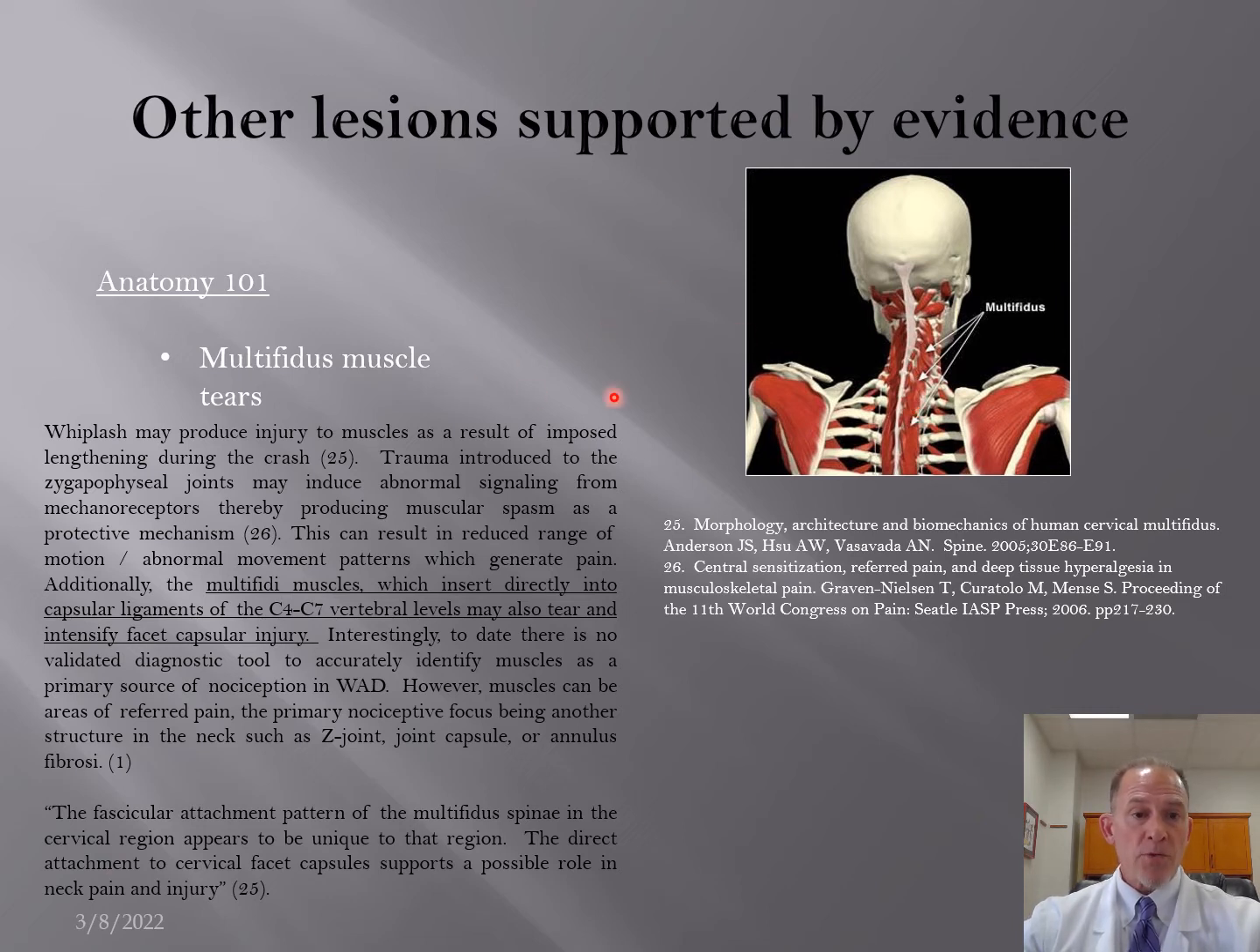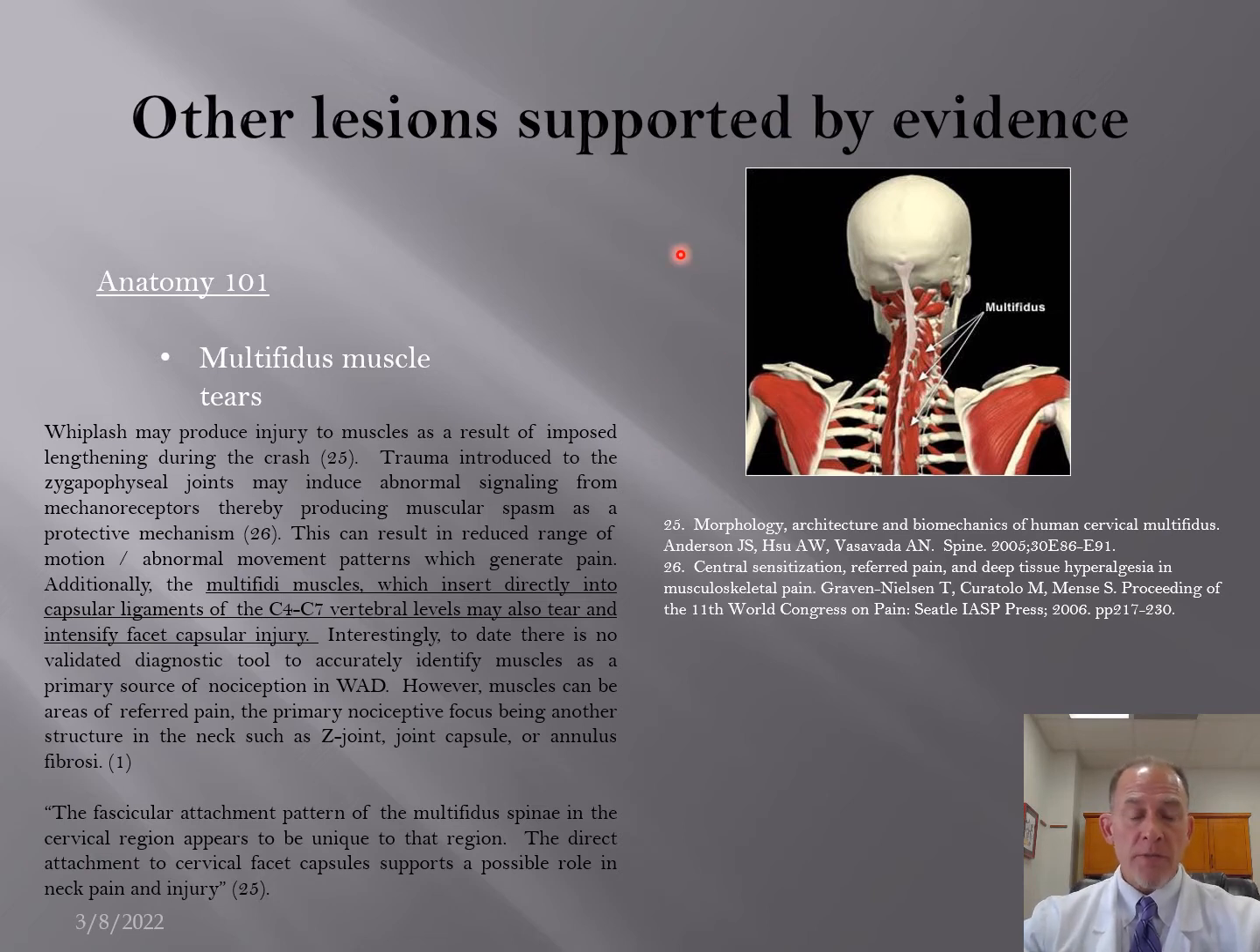So, whiplash may produce injury to the muscles as a result of imposed abnormal lengthening. Remember the change in the normal cervical lordosis into that S shape. Well, these are abnormal physiologic movements that produce tissue tears. Here is an example of one of them. Trauma induced to the zygapophyseal joints, or the facet joints, may induce abnormal signaling from the mechanoreceptors, thereby producing muscle spasm as a protective mechanism. So this can result in reduced range of motion, abnormal movement patterns, and the generation of chronic pain.